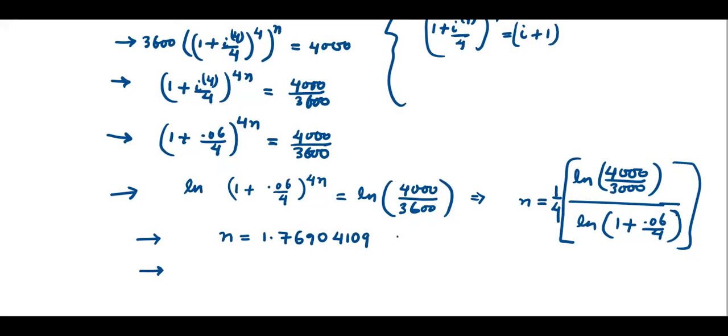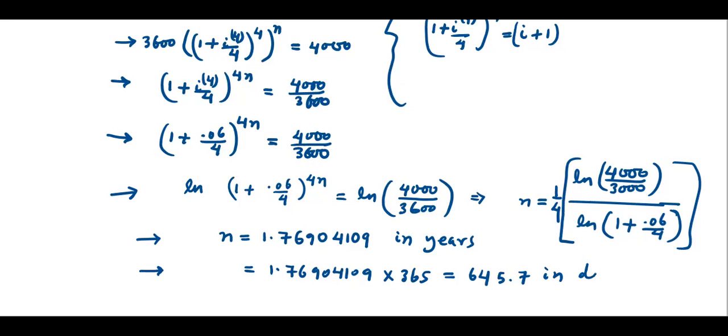Then in days you have to write this in years. So that is equal to this into 365, multiply, and you check what is the answer. That many number of days you will get in days. 645.7 you should get in days. That is part 2.